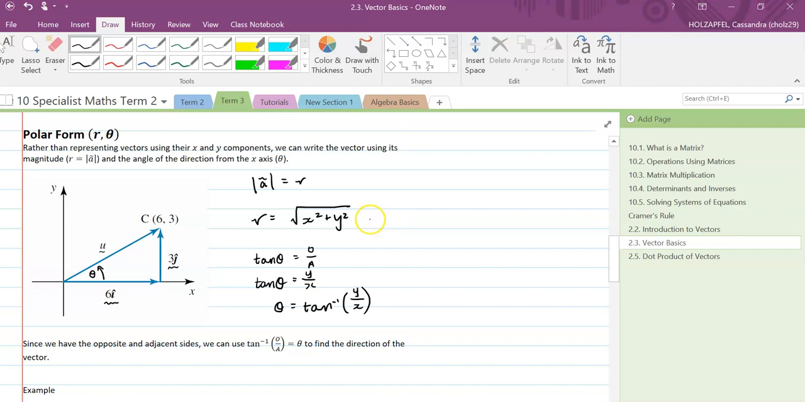So let's go ahead now. We already know that our magnitude is going to be equal to 3 root 5. So let's go ahead and determine this angle. Substituting into my formula, I get a value of 26.57 degrees.